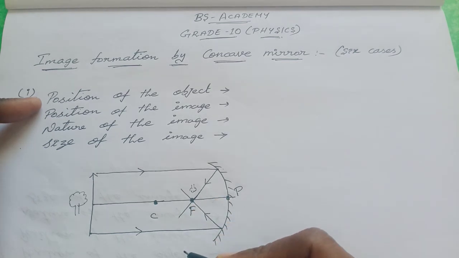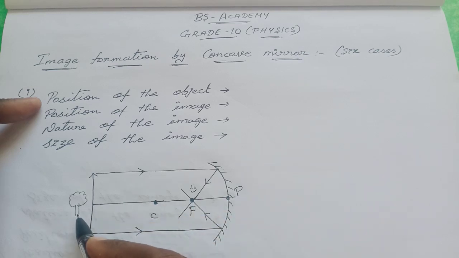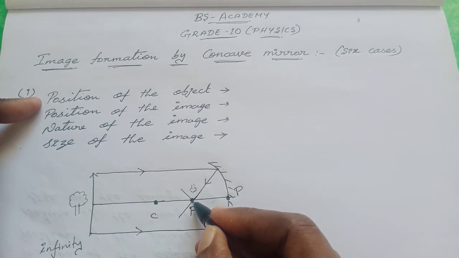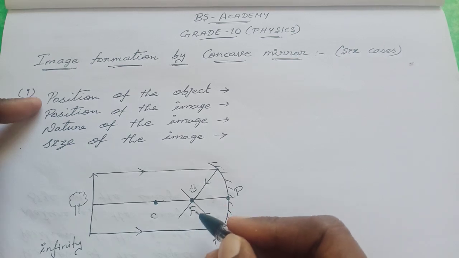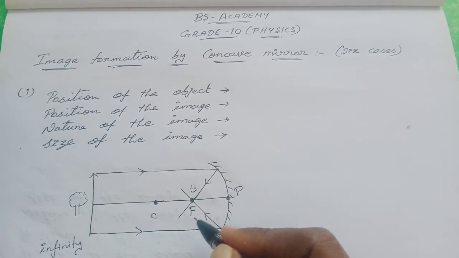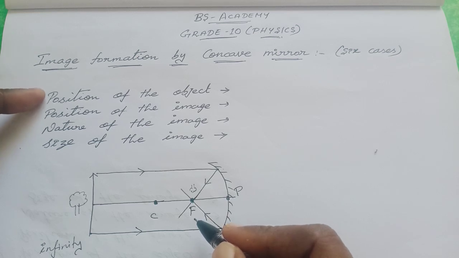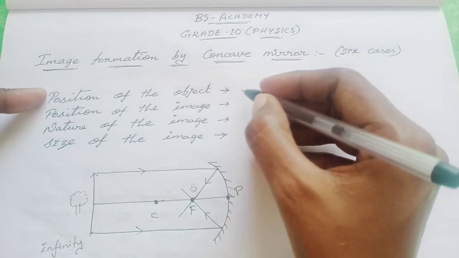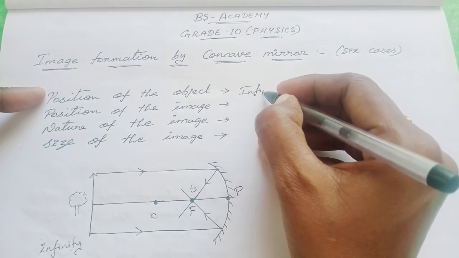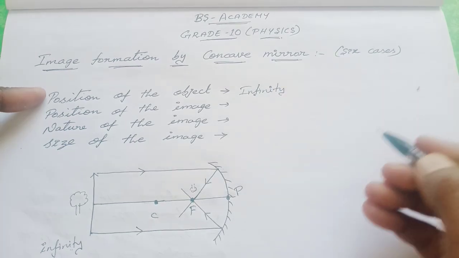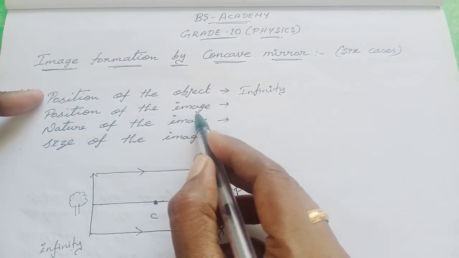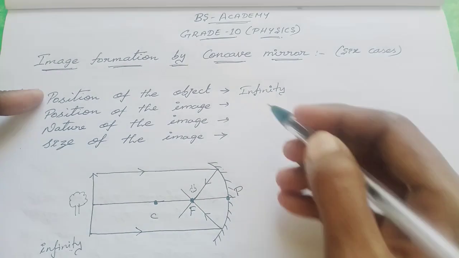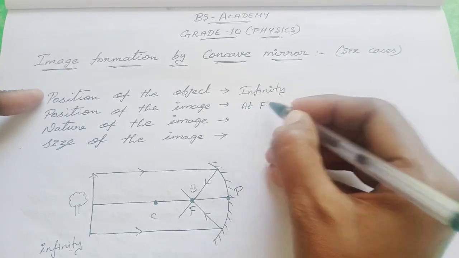Okay. So it means what? When the object is placed at infinity, then the image is formed at the principal focus, at F. Okay, image is formed at F. Now we can write the position of the object. What is the position of the object? The object is placed at infinity. So the position of the object is at infinity. Then what is the position of the image? The image is formed at F.